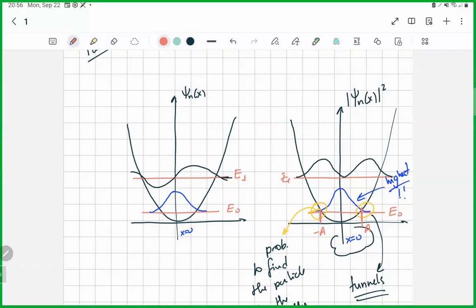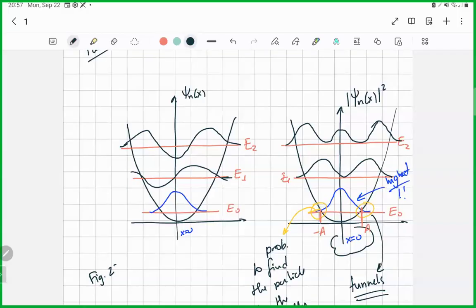Let me make one more for the energy E2. For the second excited state, you're going to see that we always have this tail in the forbidden region, and then here and there. And if we now make the square, we have this, and this. My drawing is very bad. I suggest that you look at figure 2.7 in your book to get nicer figures.